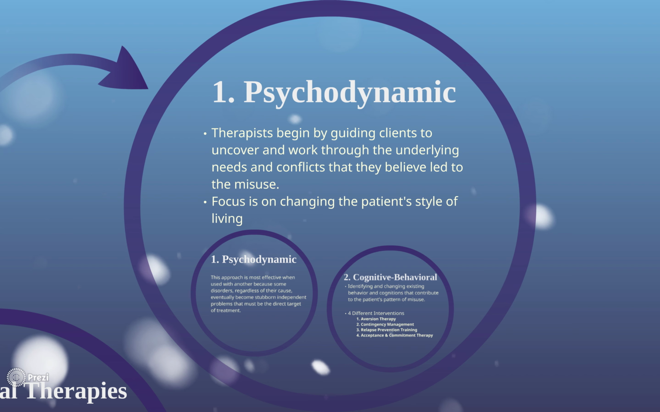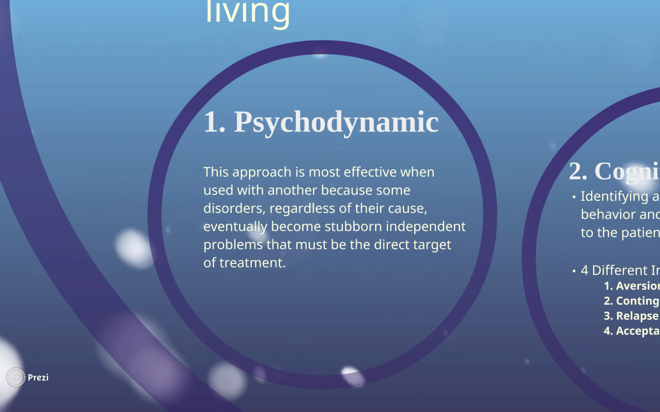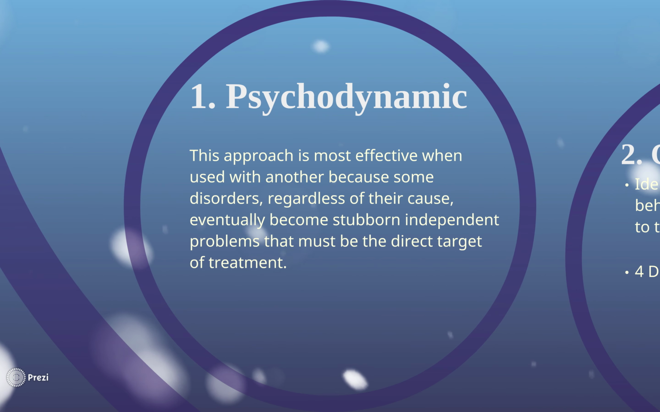First, we will talk about the psychodynamic approach. Therapists begin by guiding clients to uncover and work through the underlying needs and conflicts that they believe led to the misuse. The focus is on changing the patient's style of living. This approach works best when combined with another because some disorders, regardless of their cause, eventually become stubborn, independent problems that must be the direct target of treatment.